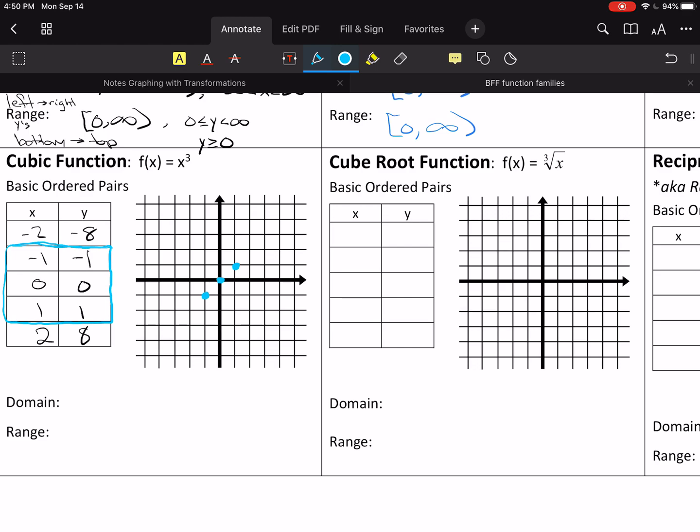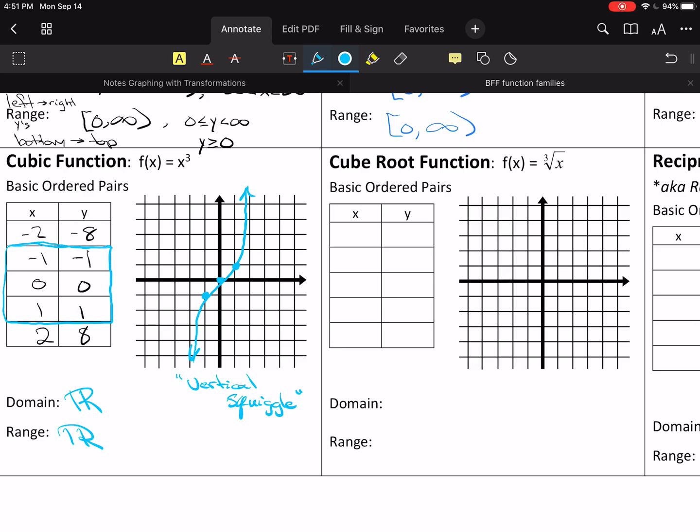Now for cubics, this is my shape. I call this the vertical squiggle. For cubic and cube root, the domain and range are the same in that we have all real numbers for both.